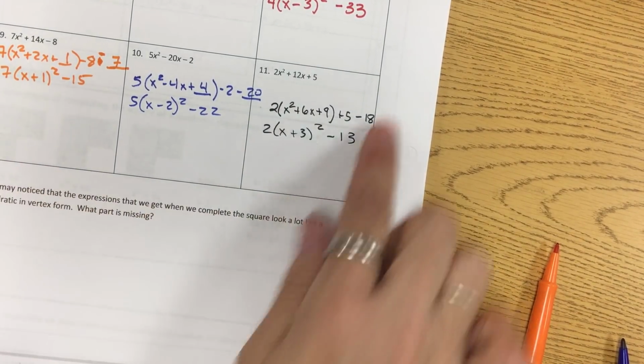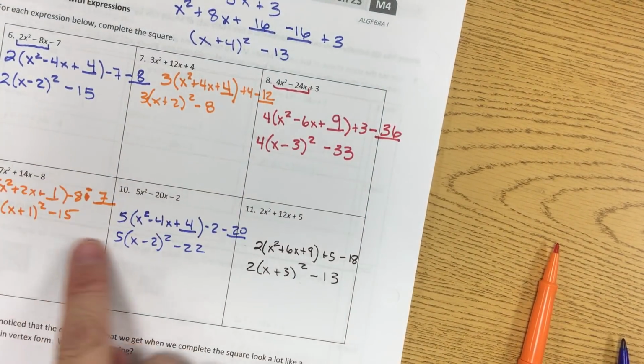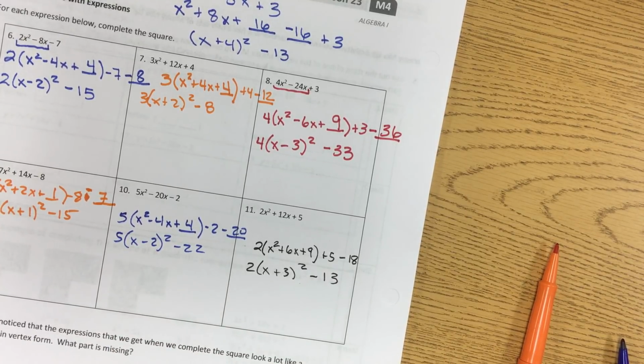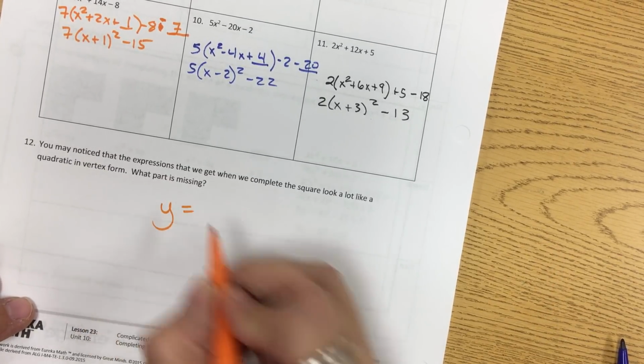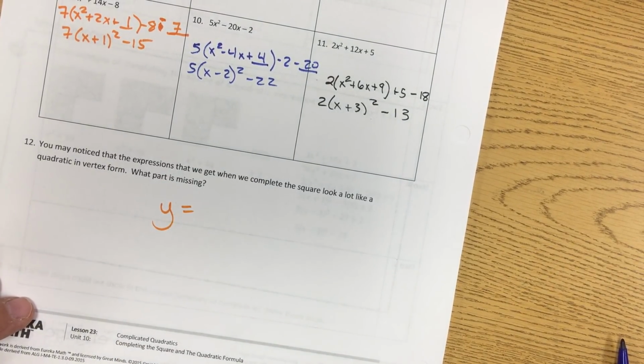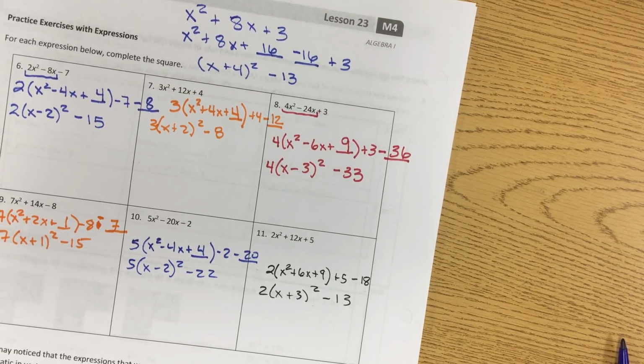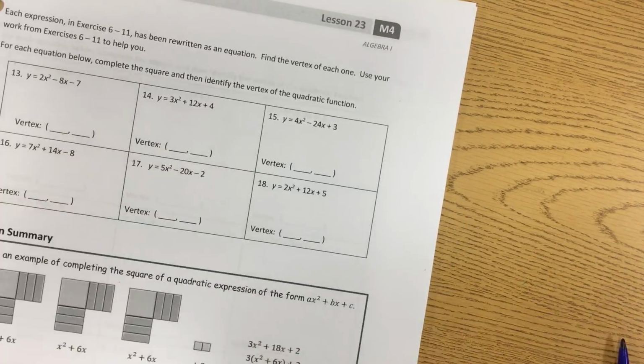Now, what is the difference between all of these that we just did and being in vertex form? The only difference is vertex form says y equals. All of these up here right now are expressions. Okay.